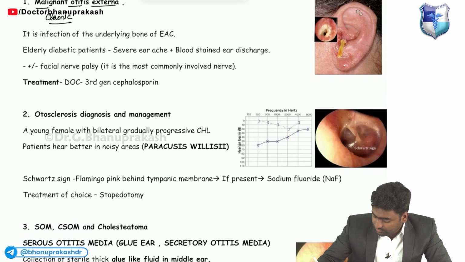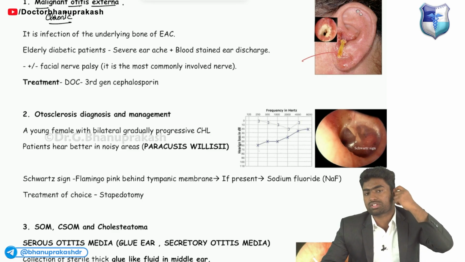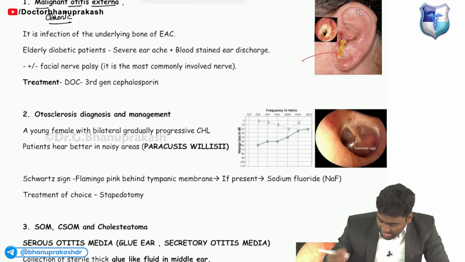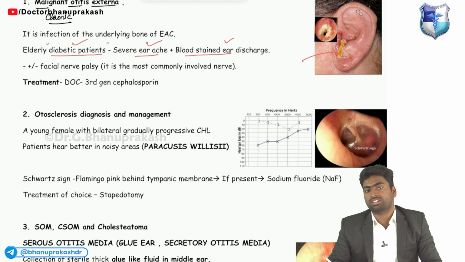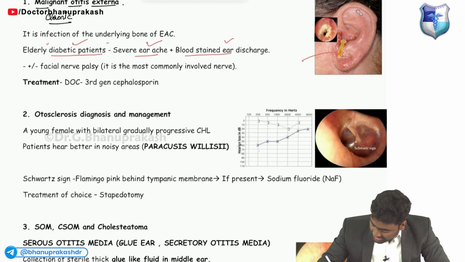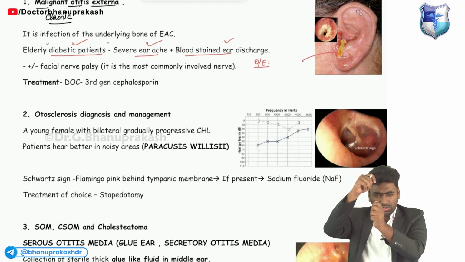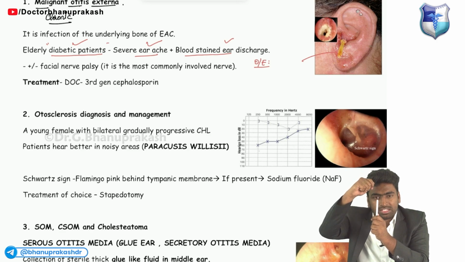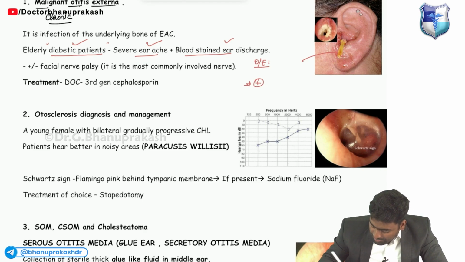In this inflammation and infection, you will be able to see a chronic ear discharge, and along with this they will give the history of an elderly diabetic patient presenting with features of earache and blood-stained ear discharge. On examination with an otoscope, you pull the hair out and keep the otoscope, and you will be able to see the formation of granuloma. The presence of granuloma formation will be seen in malignant otitis externa.